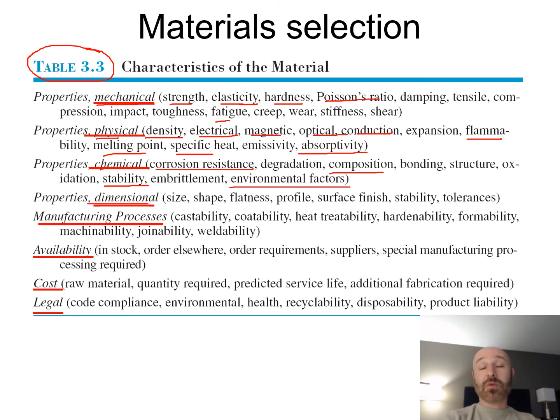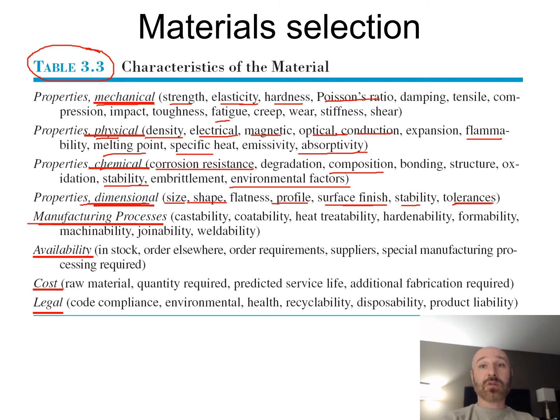Then we have our dimensional properties. This is when you start getting into our modeling. Does it need to fit in a certain area? Is it part of another system? Does it need to fit in and mesh with something else? Is it compatible? What is the profile? What is the surface finish? What is the stability? What are the allowable tolerances? All those are your dimensional properties.